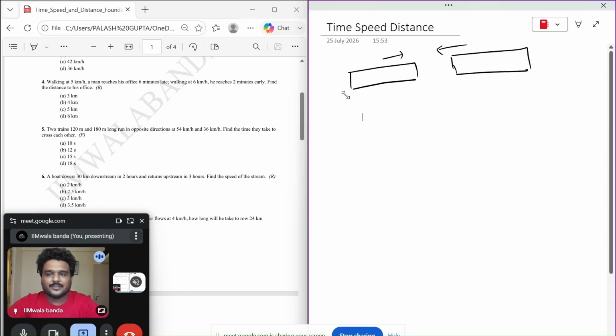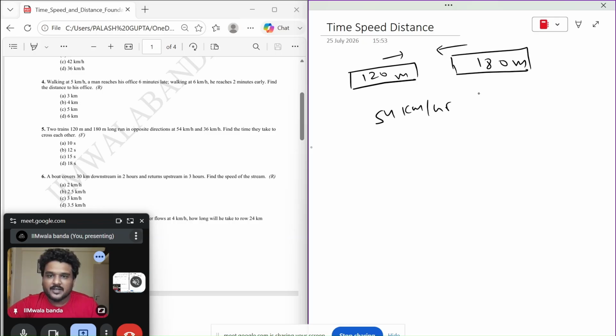So let's do it. In this case, if you look at it, the trains' lengths are given as 120 meters and 180 meters. Keep in mind it is given in meters. And they're moving in opposite directions. Opposite direction, it can be this, it can be this also. Let's see. Find the time they will take to cross each other. Since they're crossing, it's definitely this case. The speeds are 54 kilometers per hour and 36 kilometers per hour.